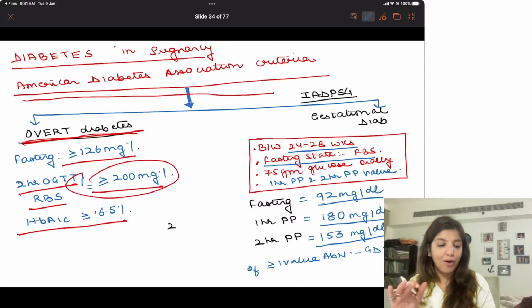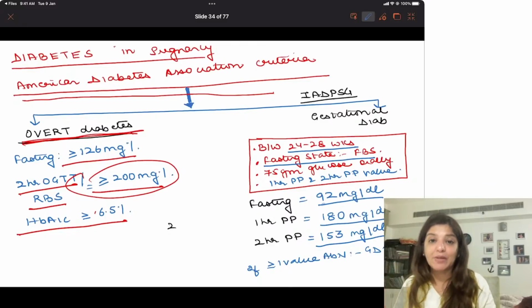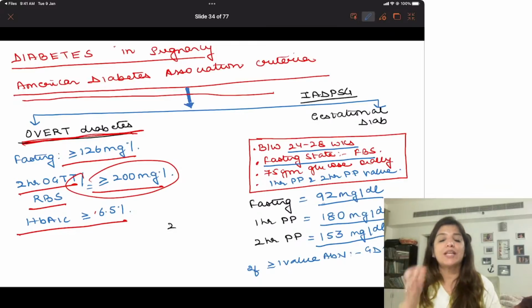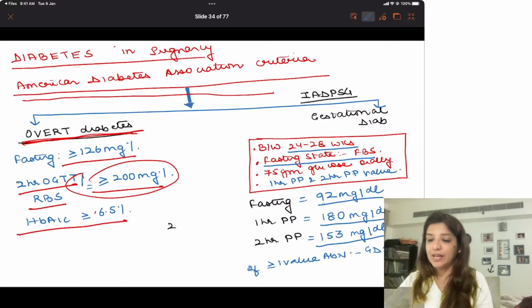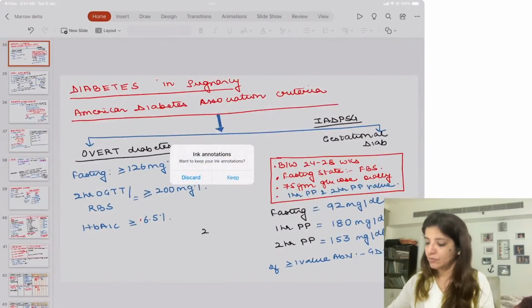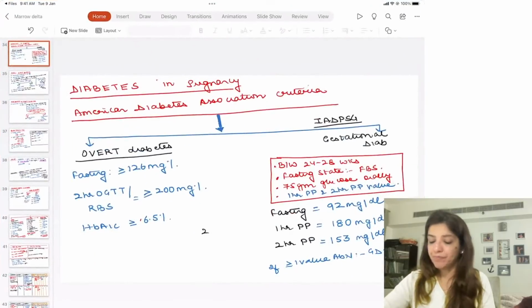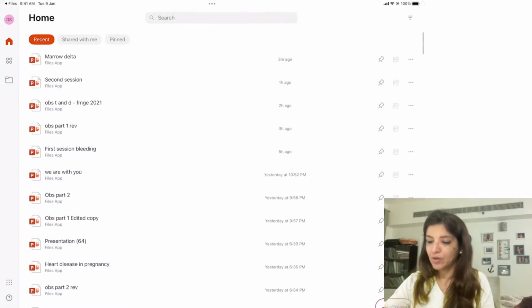Okay. Now, how are overt diabetes and PIH related? Please remember that diabetes is a risk factor for PIH. If a patient has diabetes in pregnancy, then that is a risk factor for PIH. And all of you know, to prevent PIH, the drug which has to be given is aspirin. Right? Okay.